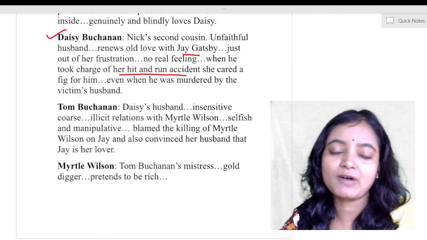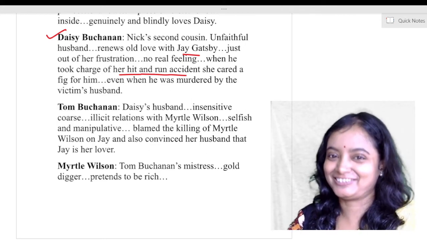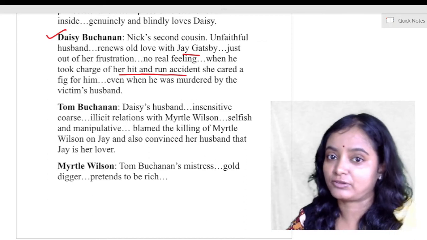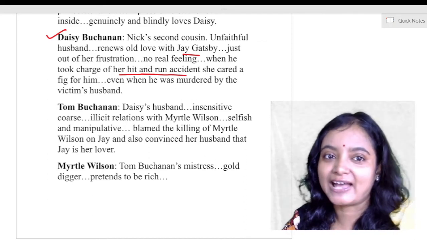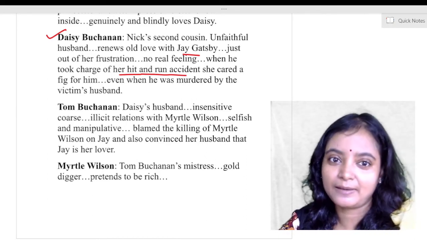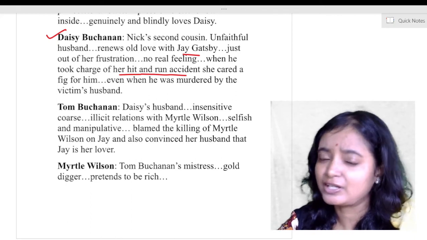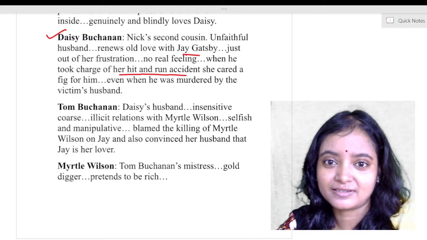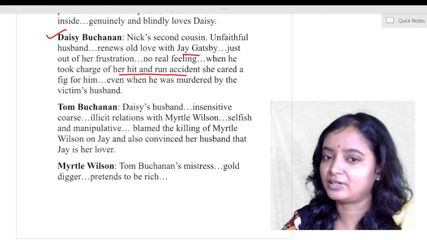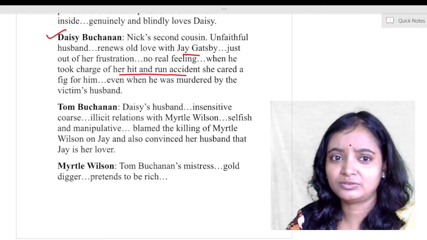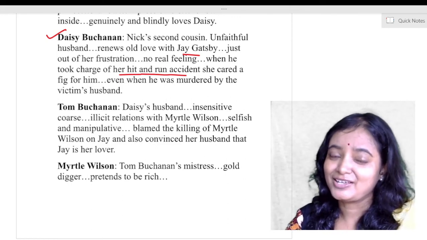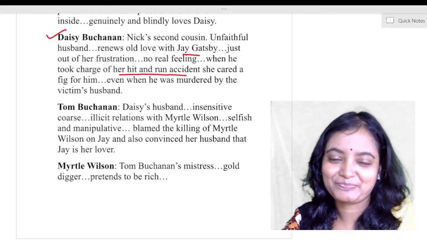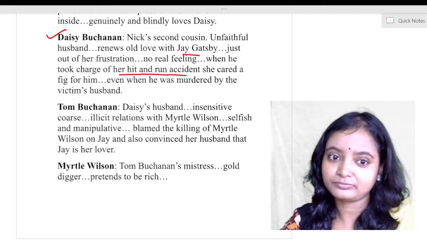Gatsby, with her profound love, took the charge of that murder and got himself killed in the process. But for that, Daisy Buchanan had no respect, no regard, no concern, and no repentance. When J. Gatsby got murdered, she just found another one to get out of her frustration. So this is the character of the American Dream. Okay, we'll talk about the American Dream later.